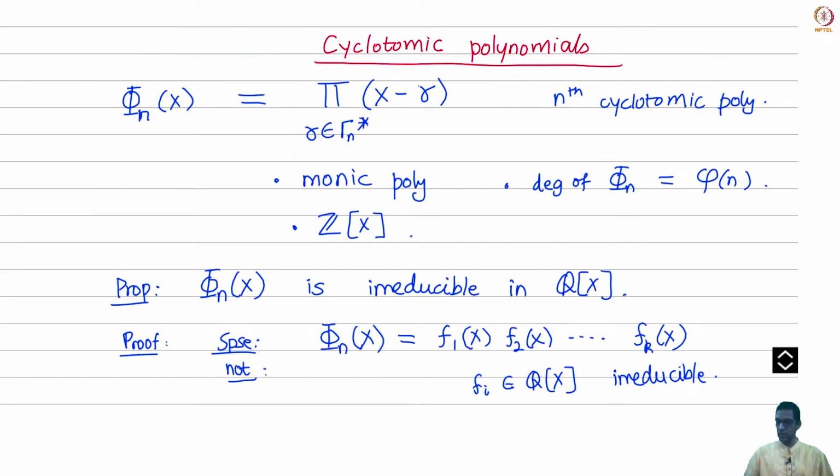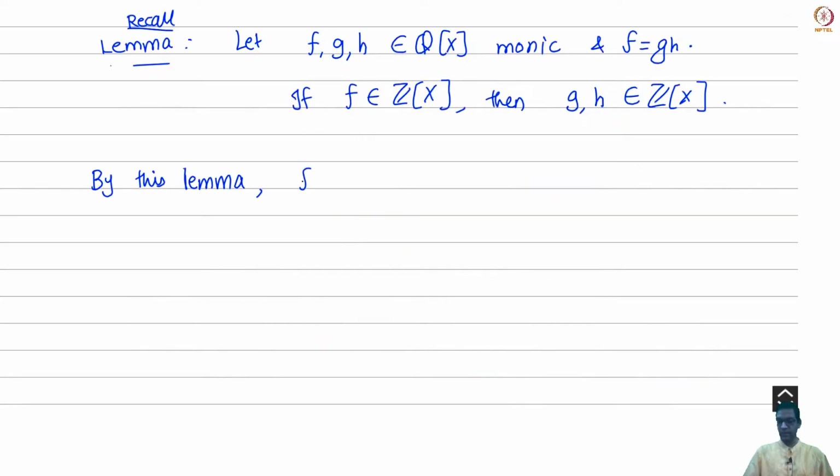what can we conclude? So observe, we have written Φ_n(x) as a product of f_k's. The f_k's are all irreducible. I can always assume they're all monic. Okay, so now this lemma applies because Φ_n(x) we have already shown to be a monic polynomial with coefficients in Z[x]. So by the lemma we can conclude the following, that the irreducible factors f1, f2, f3, etc. are all polynomials with coefficients in Z.